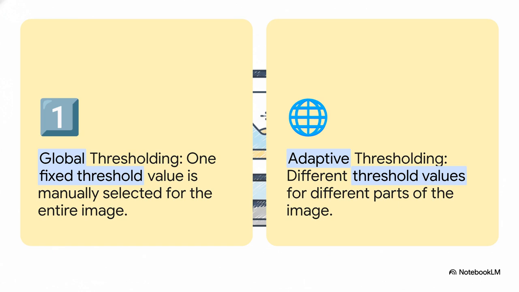But adaptive thresholding, it's smart. Instead of one rule, it looks at a small neighborhood of pixels at a time and calculates a unique custom threshold just for that tiny area. It literally adapts to the lighting conditions, section by section.